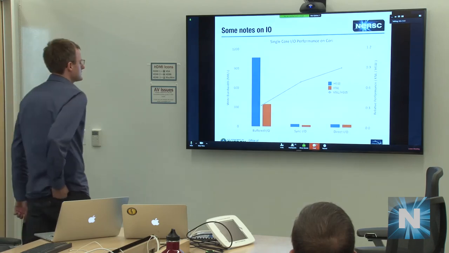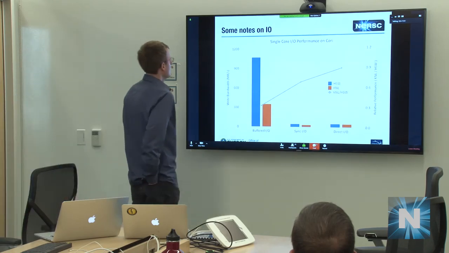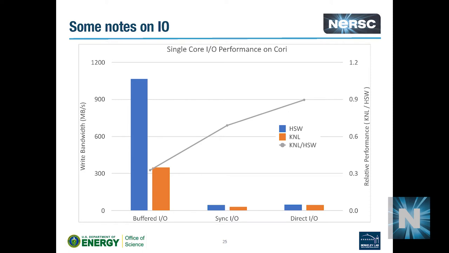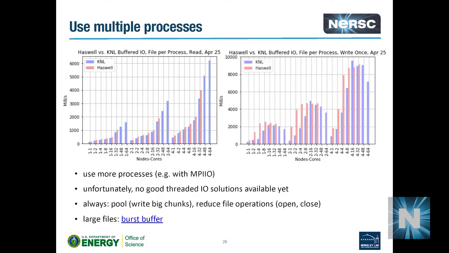Okay, so the last thing is some notes on I/O. This is the write bandwidth in megabytes per second on Haswell and KNL. Please ignore the sync and direct I/O. This is for the buffered I/O, and what you see is that KNL is 2x slower for a single core. That doesn't sound great for people who do a lot of I/O, but there is a solution, and as with everything on KNL, just go multi-core. This is the bandwidth you will get with different numbers of nodes and cores per node.